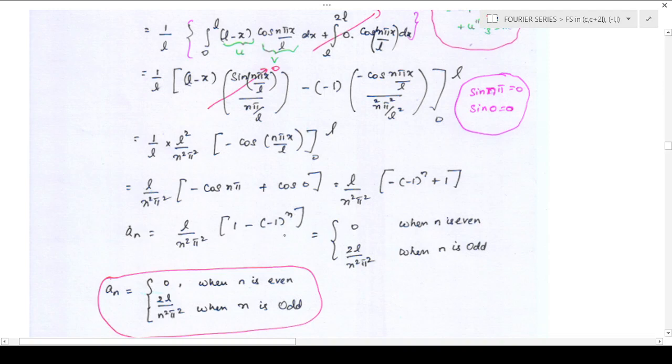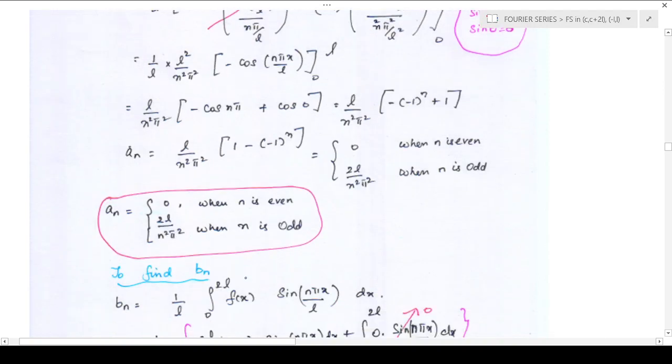When n is even, what will happen, children? This will become plus 1. 1 minus 1, it is 0. So, it is 0 when n is even.